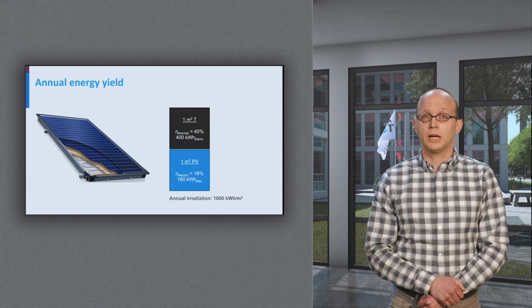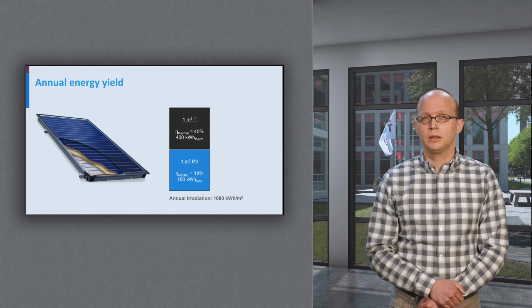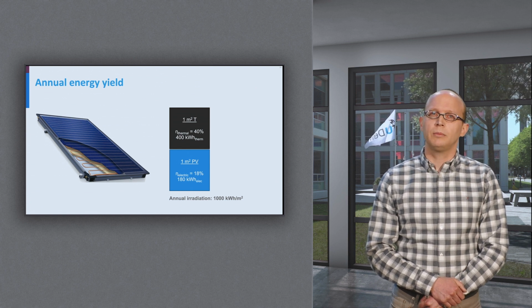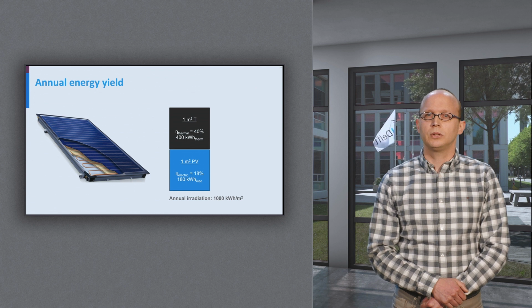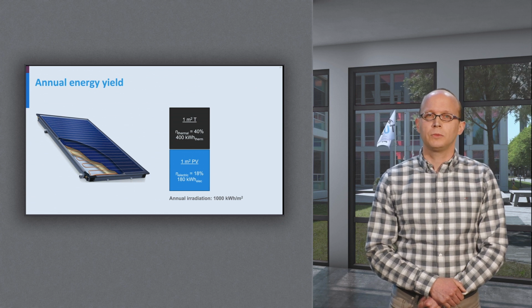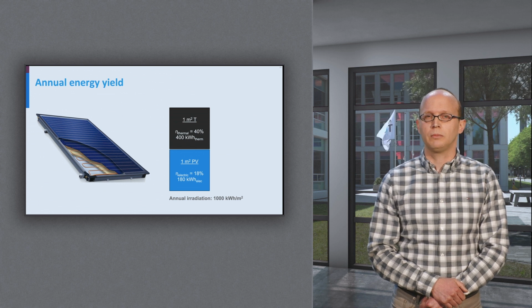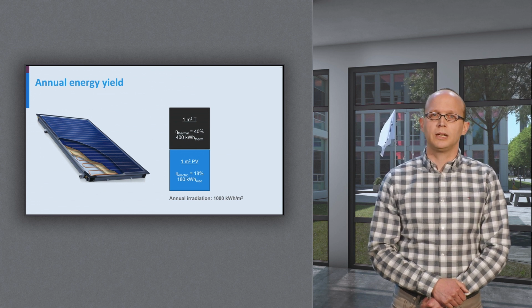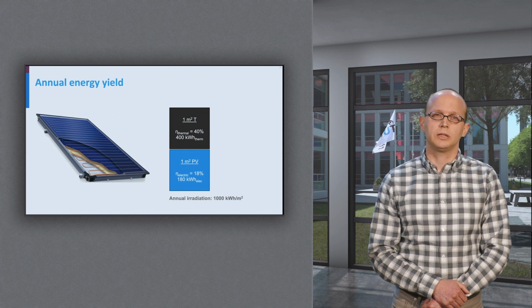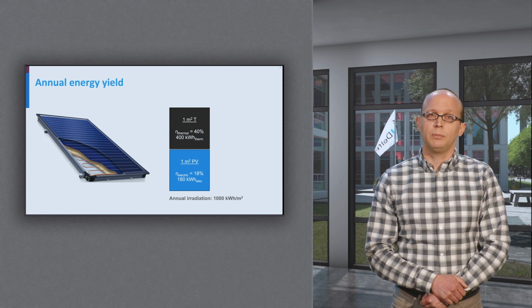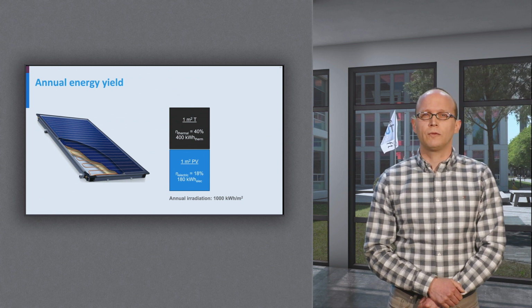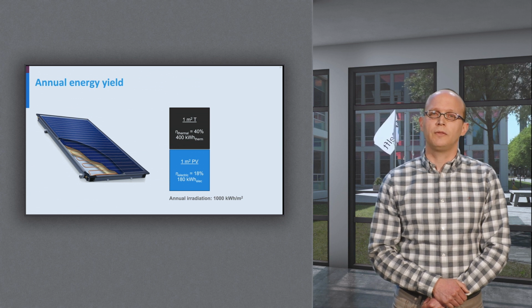If we assume a year average thermal efficiency of 40%, this means that in a temperate climate with an irradiance of 1000 kWh per square meter, the solar thermal system can generate 400 kWh per square meter. This is more than double the energy yield of a photovoltaic system. We must keep in mind, however, that 1 kWh of thermal energy typically has a lower value than 1 kWh of electrical energy.